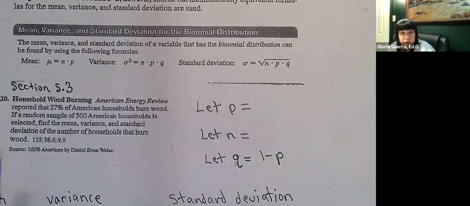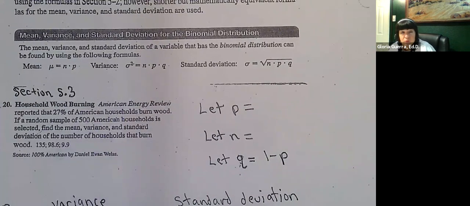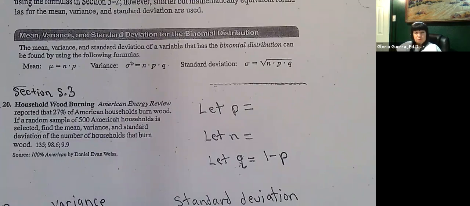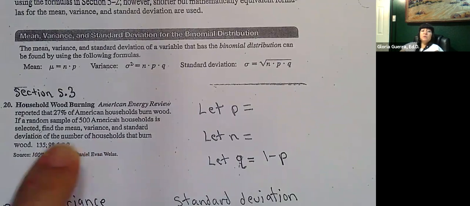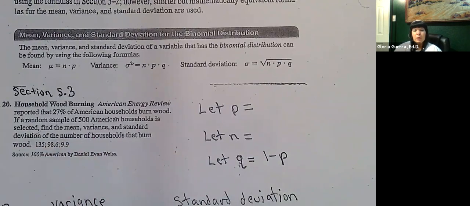Okay, so here's another example. This is another binomial distribution problem, but we're not going to find the probability. We're finding the mean, the variance, and the standard deviation. And these are just so we can check our work. I left the answers there, and you can see how they rounded those, to the nearest tenths. Okay, so household wood burning. American Energy Review reported that 27% of American households burn wood.